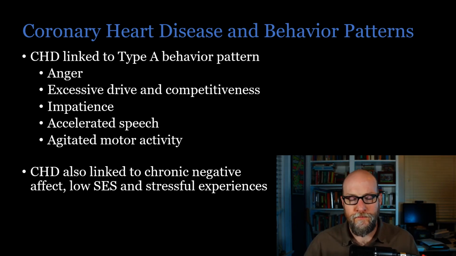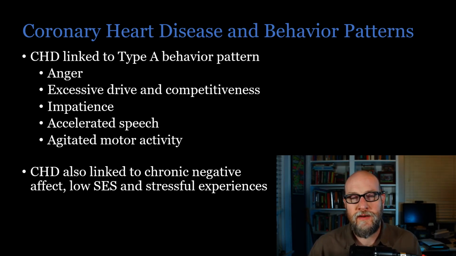Coronary heart disease is linked to a specific type or style of behavior, which is very typically referred to as type A. Type A behavior includes a lot of anger and hostility, very driven and competitive individuals, people who have a hard time with impatience or waiting. They're very restless. They tend to display accelerated speech. I can be guilty of this, I know. I don't think I'm entirely type A, but that's one characteristic I might have. And then certain types of agitated motor activity, people that are physically restless.